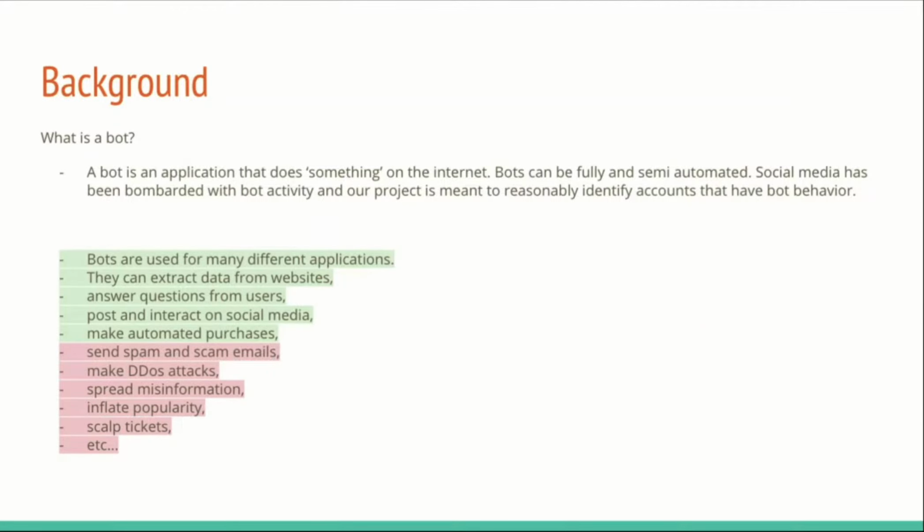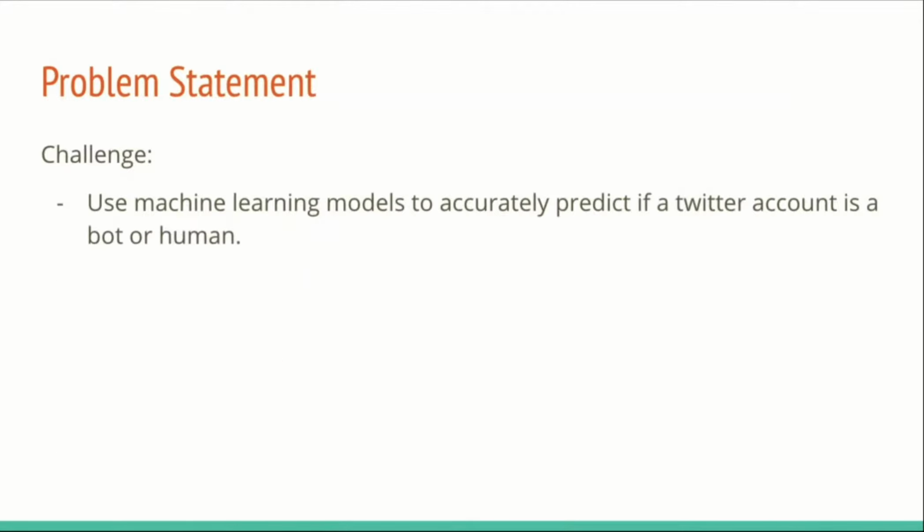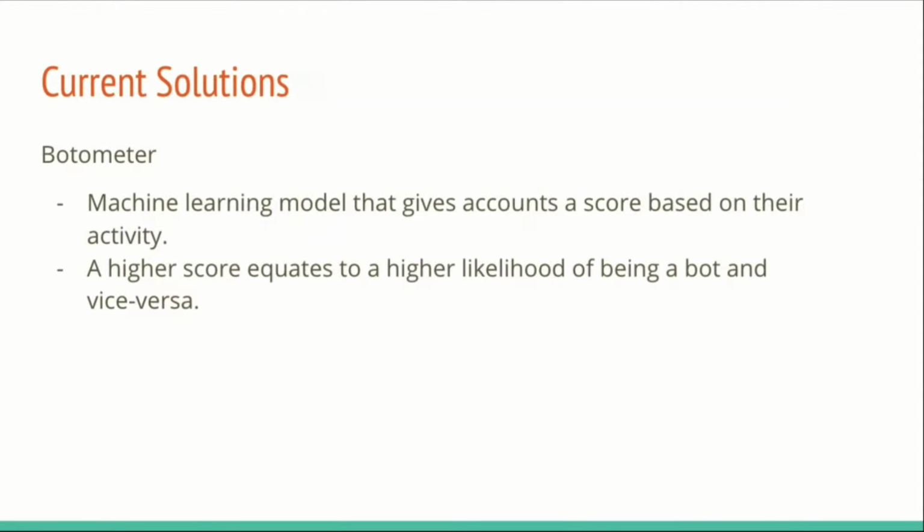So what is a bot? A bot is an application that does something online. Bots can be fully or semi-automated, and social media is bombarded with bot activity. And so our project is meant to find and identify bots that have bot behavior. So the challenge then becomes, how can we use a machine learning model to accurately predict if a Twitter account is a bot or a human?